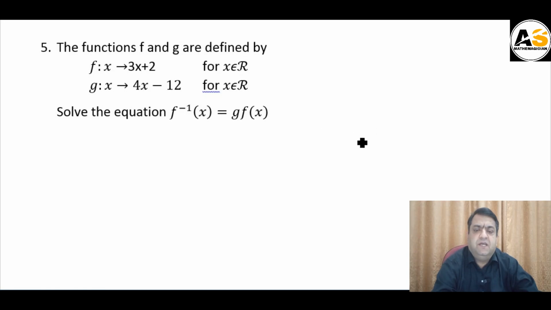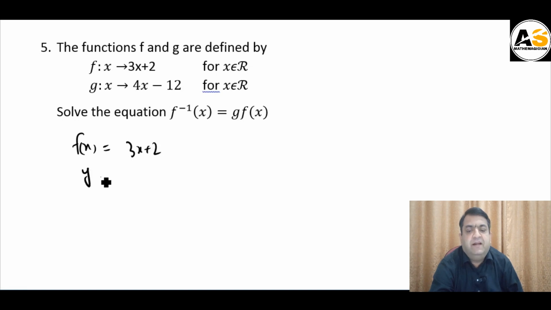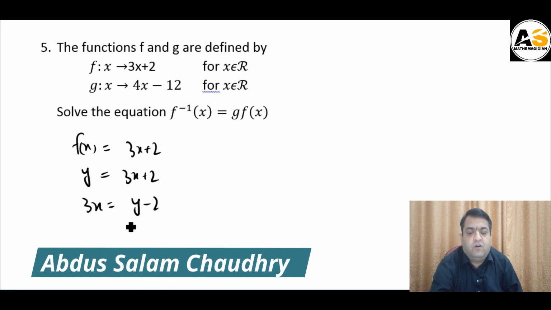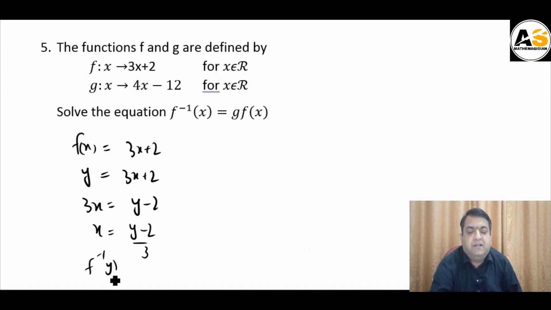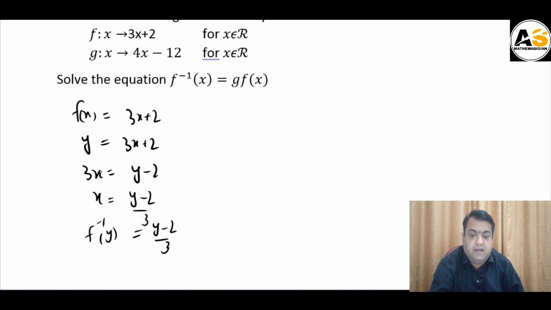The functions f and g are defined. These are two functions. We have to solve this equation: f inverse of x is g of f of x. For that, we will first have to find f inverse of x. What is f of x? f of x is 3x plus 2. We will put f of x equal to y. I am rapidly finding the inverse. From here, I will find the value of x. x is equal to (y minus 2) over 3. x will be replaced by f inverse of y. This will be (y minus 2) over 3. And at the end, we will replace y by x. So this is f inverse of x.